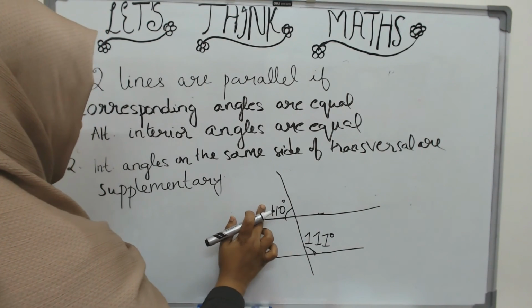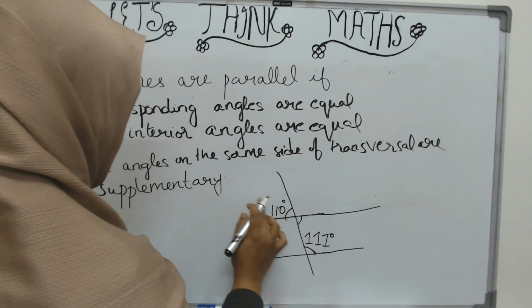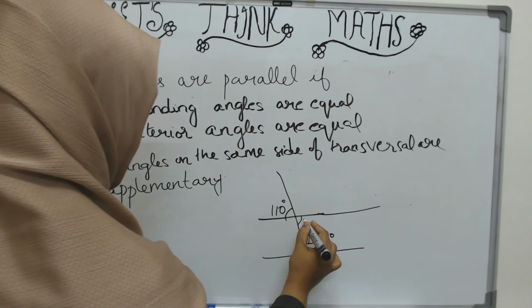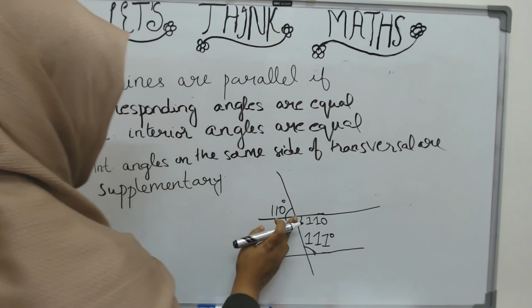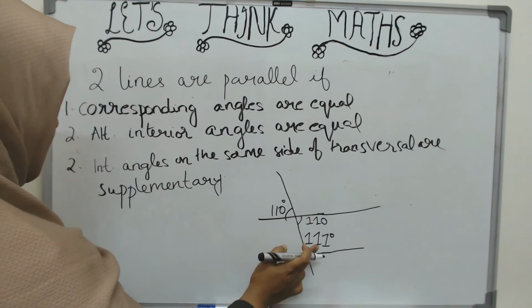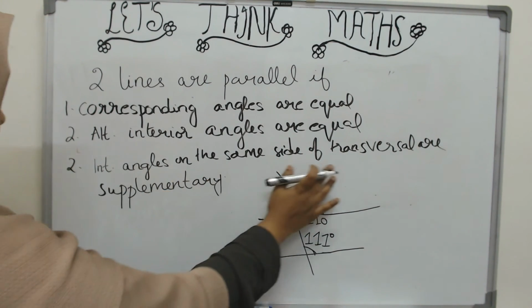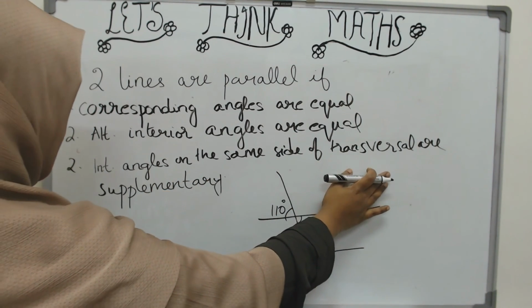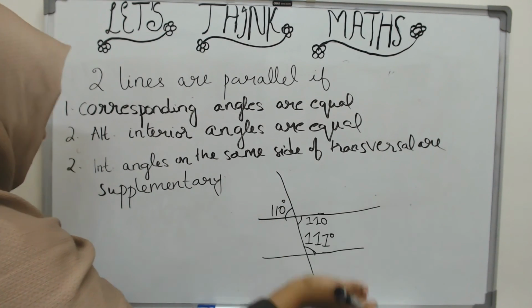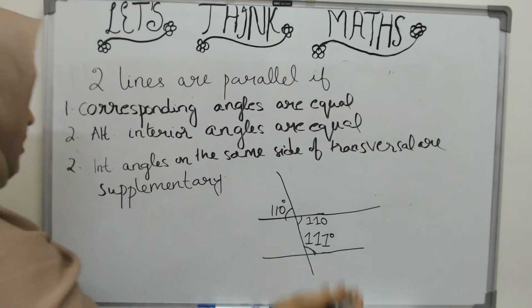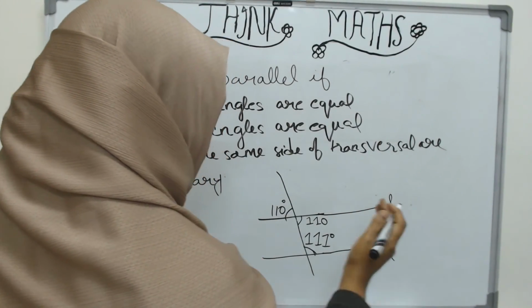If this is 110, then what will this be? This will be its vertically opposite angle. So this will also be equal to 110. So if this is 110 and this is 111, then what do we have? We have interior angles on the same side of the transversal. And is it supplementary? You add these two, do you get 180? No. So that means this L is also not parallel to M.